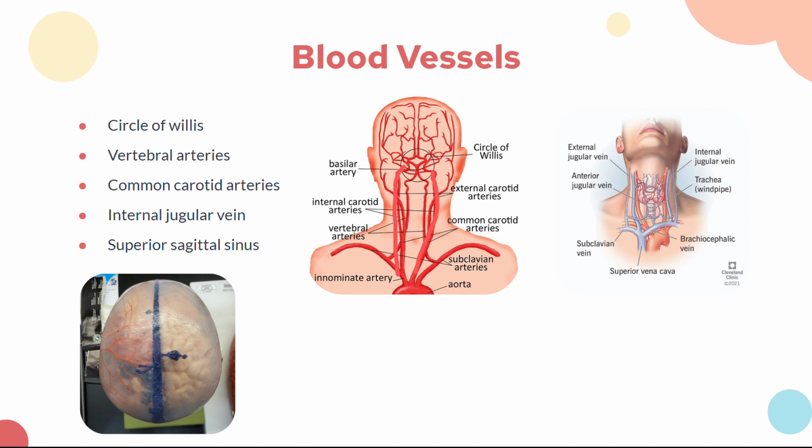And then our internal jugular vein, you can see that it would be here, more on the outer side. So it's on, as you can see right here. And then our superior sagittal sinus is essentially what you see right here on the brain. So this would be our dura mater, and you can see how the superior sagittal vein runs right here along.